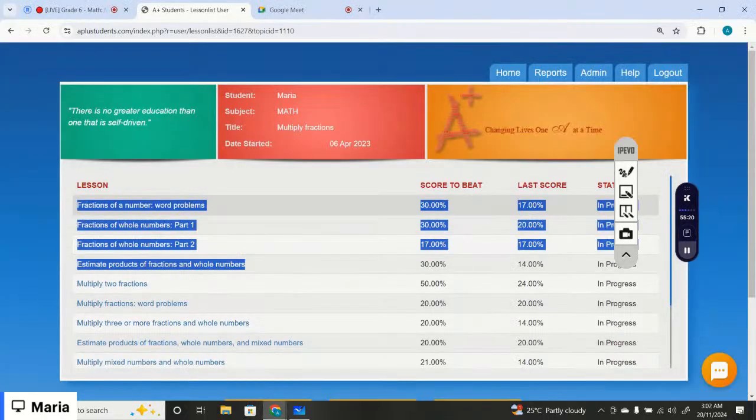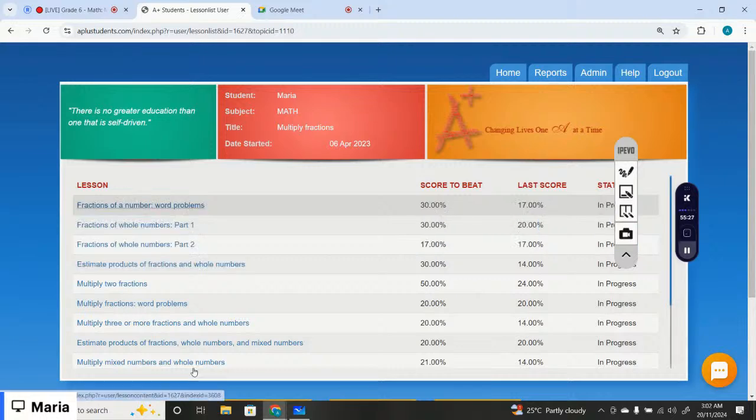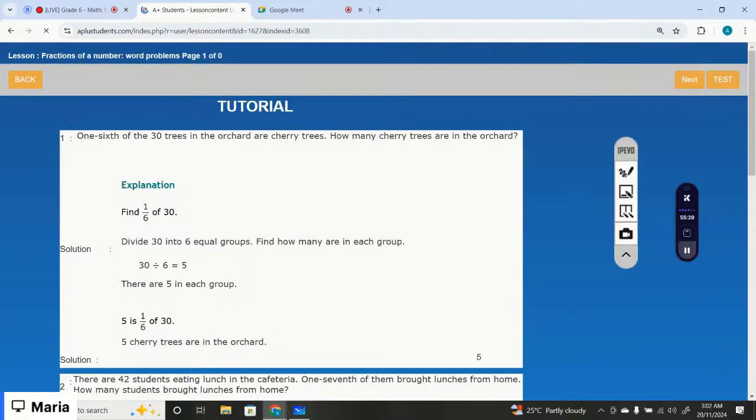So here I'm on grade 6 math. The chapter we're on right now is multiply fractions. Let's just start with the first lesson, that is fractions of a number word problems. One sixth of 30 trees in the orchard are cherry trees. How many cherry trees are in the orchard?